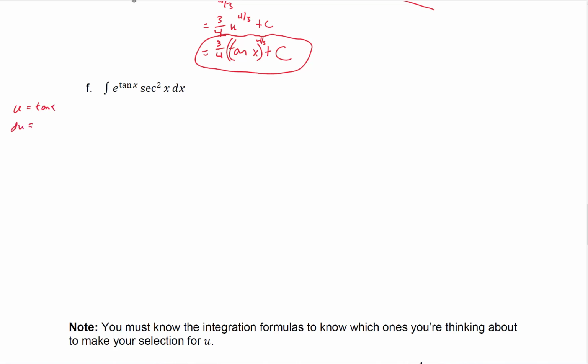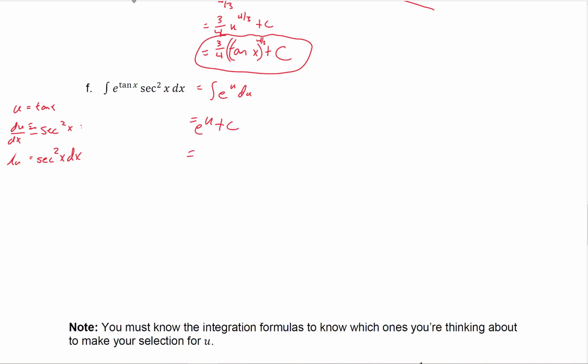So du dx equals secant squared x, so then du equals secant squared x dx. That matches what's left in our integrand, right? So now we can rewrite by doing our substitution. So this equals the integral of e to the u du. And what's the integral of e to the u du? That's right, it's e to the u plus c.